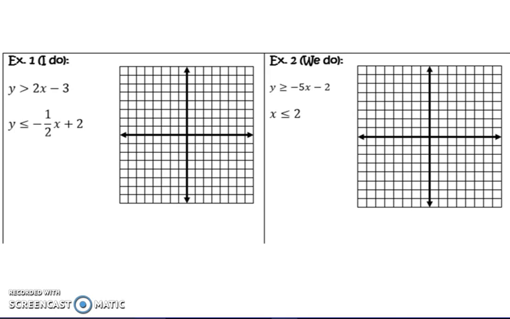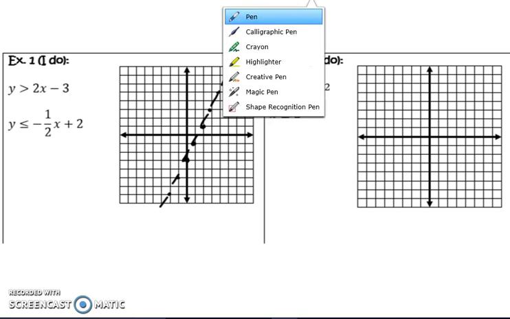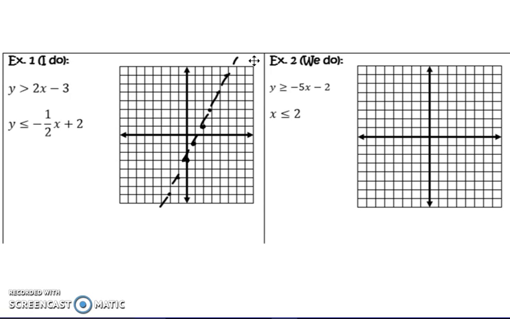Now, if we look at number 1, first we have y is greater than 2x minus 3. Well, I'm going to start by plotting. I'm going to start at -3 as my intercept, and I'm going to go up 2 to the right 1, up 2 to the right 1, and I'm going to continue this pattern for as many times as I can. And I'm also going to go down 2 to the left 1, down 2 to the left 1. Now, because it is just greater than, it is a dashed line. Now, for our shading, since y is greater than, we want to shade the area that is greater than my intercept.